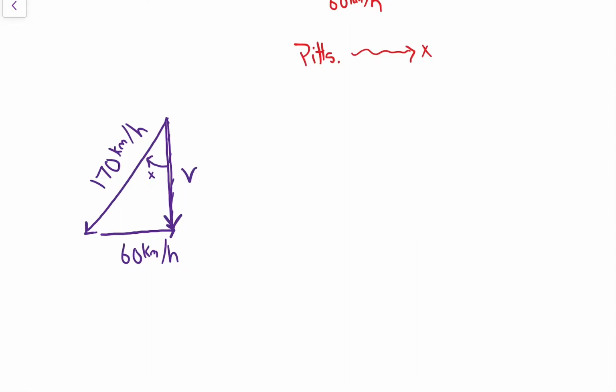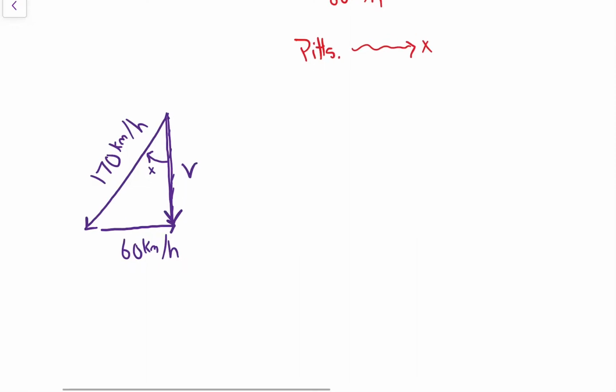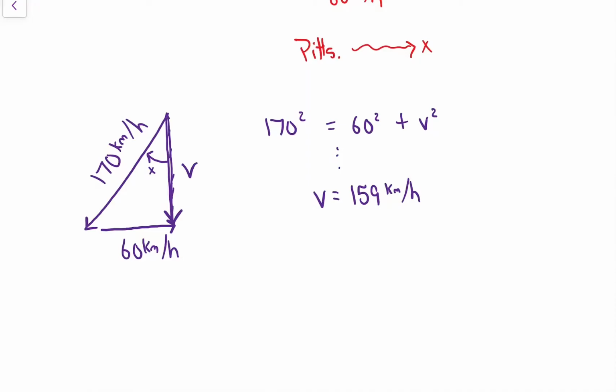Good old Pythagorean theorem again, but this time we know the hypotenuse. So 170 squared equals 60 squared plus the unknown side. I'll let you do the math on that: flip things around, rearrange, square root. When I'm all done, I get a number of 159 kilometers per hour. That's how fast the plane is moving relative to the ground, pointing straight south.